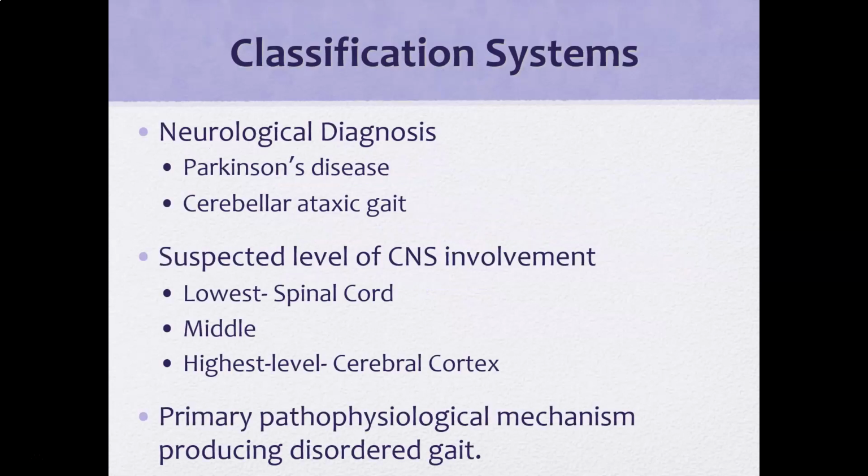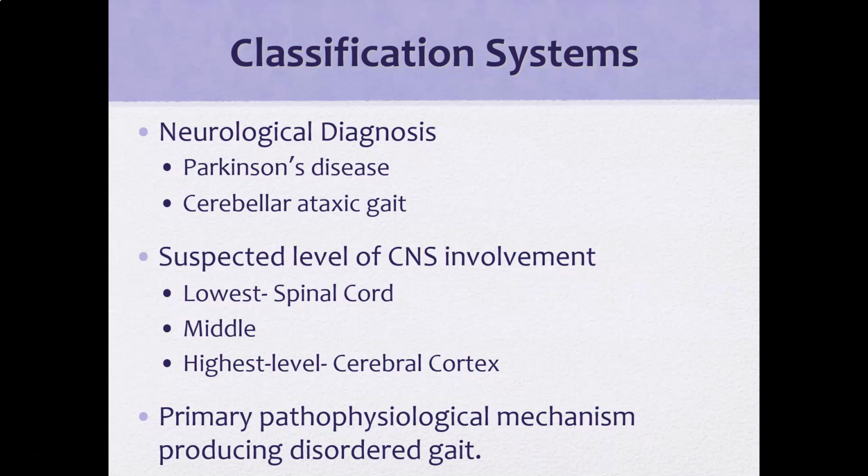Some of the neurological diagnoses that can come with abnormal gait patterns are Parkinson's disease and cerebellar ataxic gait patterns. I'll show you what those look like. Suspected level of CNS involvement: the lowest is the spinal cord, then the middle, and the highest level is the cerebral cortex. So someone that has an injury to the spinal cord, their gait pattern may not be as affected as somebody that has the cerebral cortex involved.